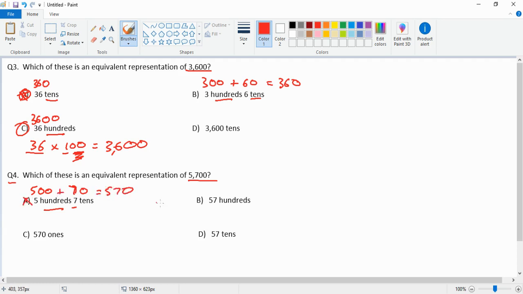We know it's not A. B, 57 hundreds, copy the 57, swap the word hundreds for two zeros, and there we have our answer. The other way was 57 times 100. 57 times 1 is 57. Two zeros were left out, add them back in, you get 5,700. So I've mixed and matched between the different ways. Hopefully you have both that you can use.